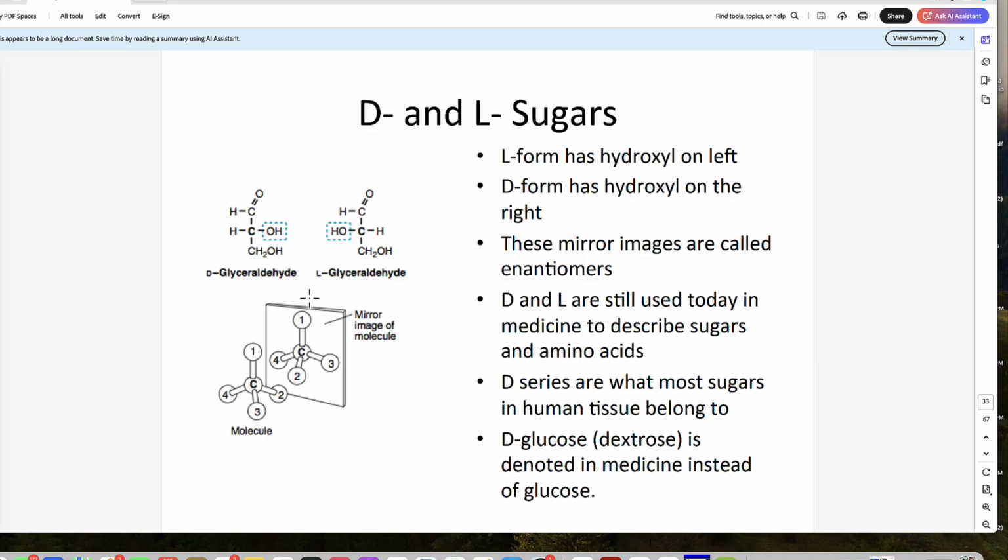Now, what's the relevance of this D versus L, right? We still use it in medicine today to describe sugars and even amino acids. The D series is what most sugars in human tissue belong to. So you'll see D-glucose, it's dextrose, okay? And that's what you see denoted in medicine oftentimes. If you see dextrose on any ingredients, it's referring to the D form of glucose.